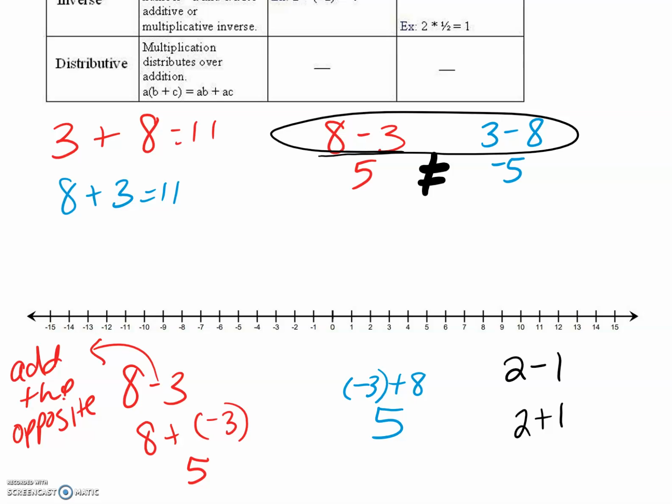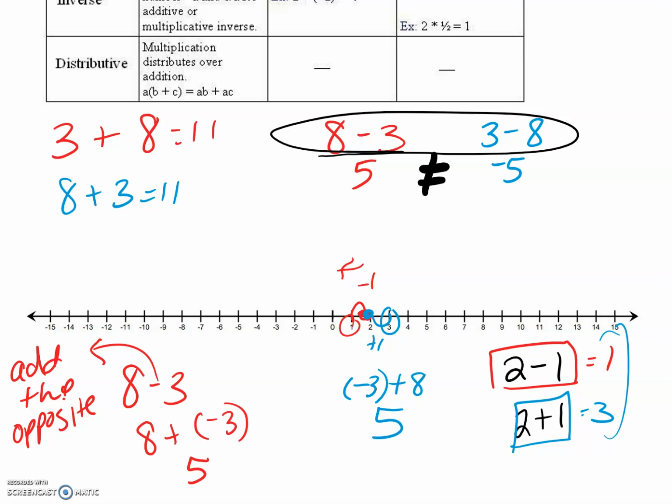Well, let's dive into this. Let's see what's going on here. So this is the original problem. Let's do that on the number line. We start at positive 2 and we subtract 1. So that means we're going 1 unit to the left. So our answer should be 1. Well, if I do this other version on a number line, I start at positive 2, I add 1, and I move 1 unit to the right. Those are not the same.